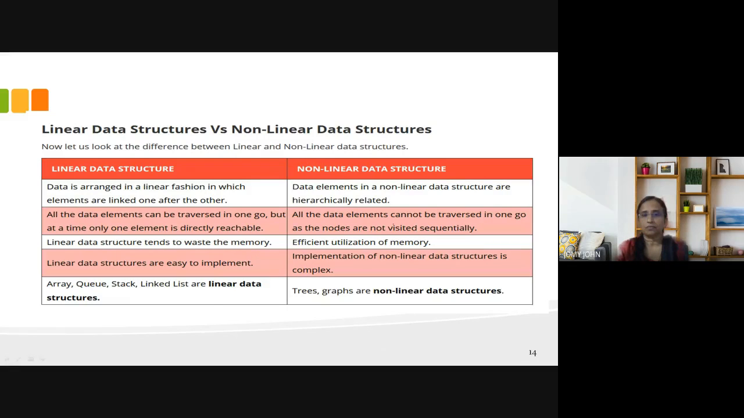Here all data elements cannot be traversed in one go, as the nodes are not visited sequentially. We are visiting the nodes randomly. But memory utilization is very efficient here. Implementation of a non-linear data structure is complex. In this category, we have trees and graphs.